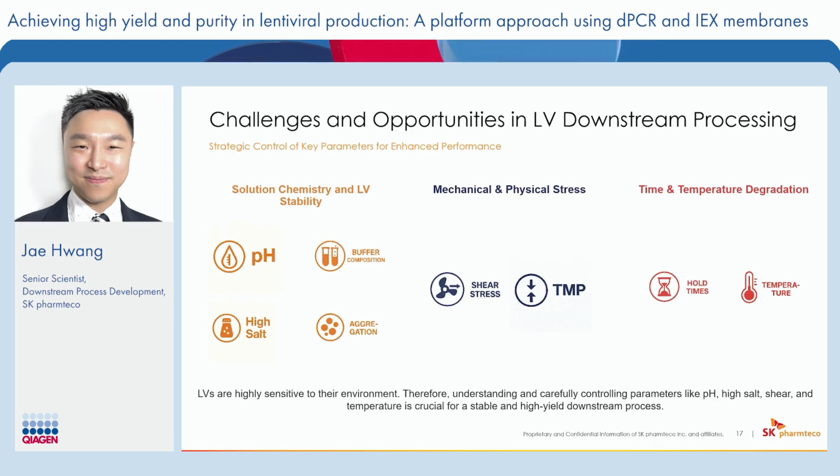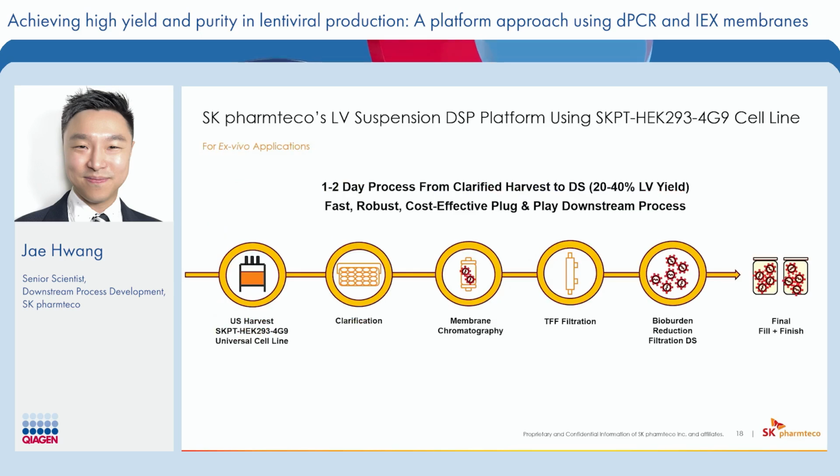So next, let's take a look at SK pharmteco's Lenti downstream platform process. Here's our lentiviral vector suspension downstream platform process using our internally developed HEK293-4G9 cell line. Our downstream process takes about 1 to 2 days from clarification to drug substance, with overall recovery of 20 to 40% from clarified harvest. Our process is very fast, robust, and a cost-effective plug-and-play downstream process.